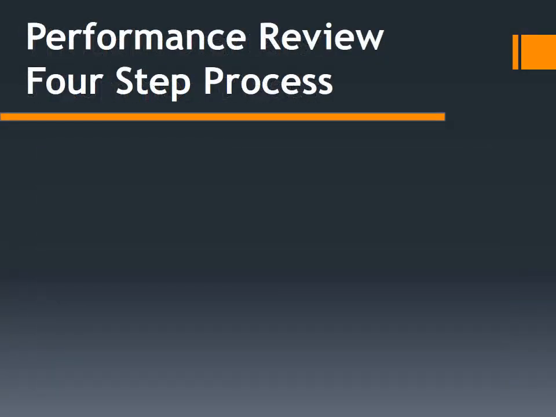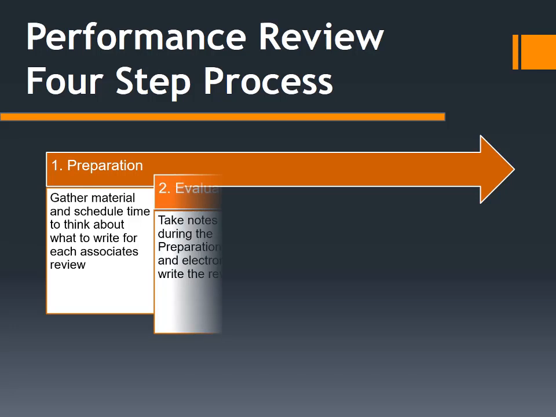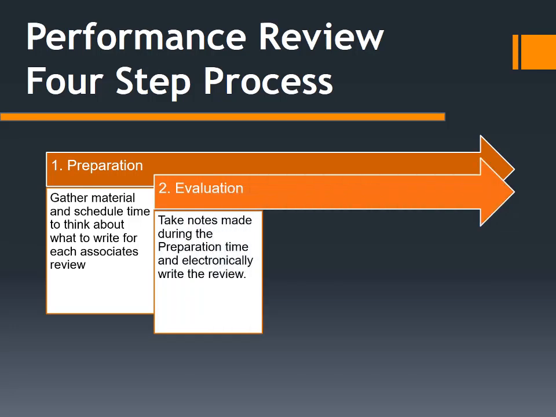To ensure a successful performance review process, let's review the 4 steps. Preparation. In this step, you want to gather material and schedule time to think about what to write for each associate's review. Then, you move on to evaluation, step 2. In this step, take notes made during the preparation time and electronically write the review.